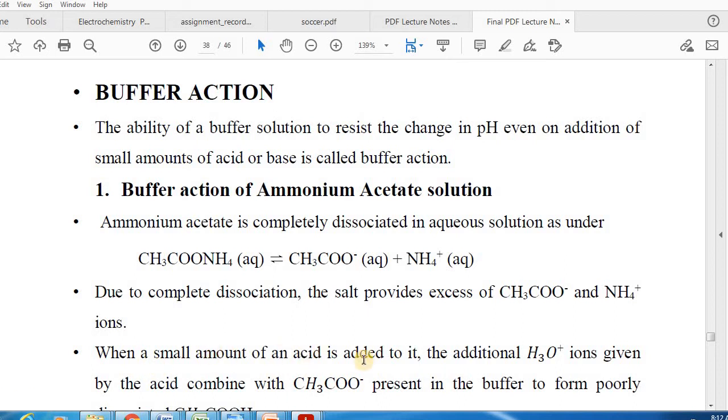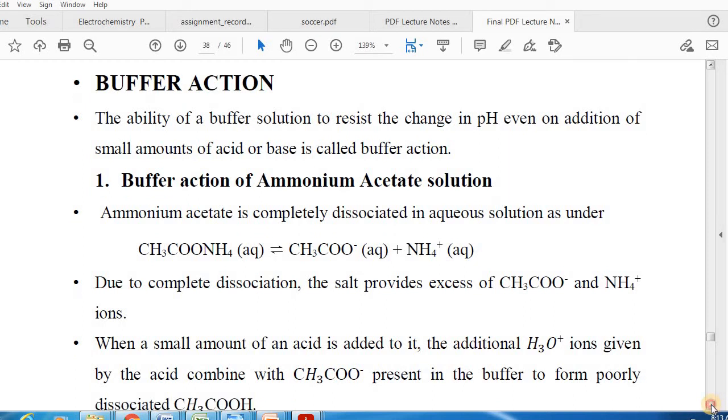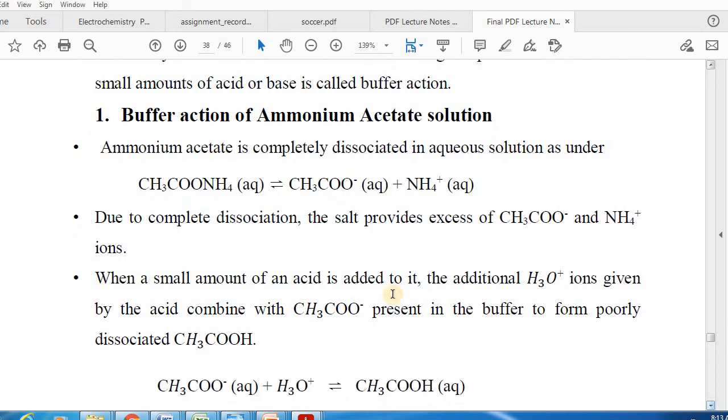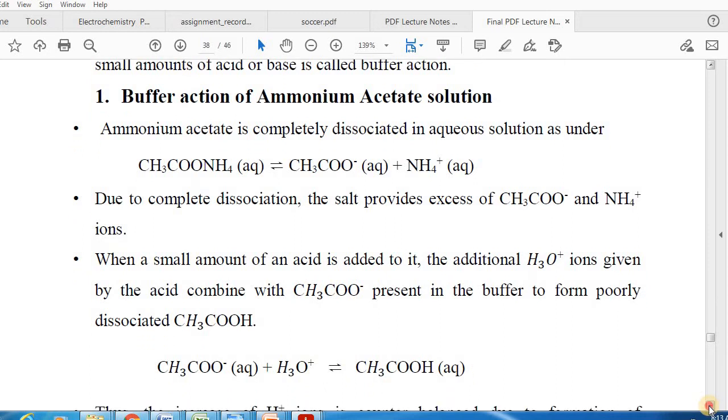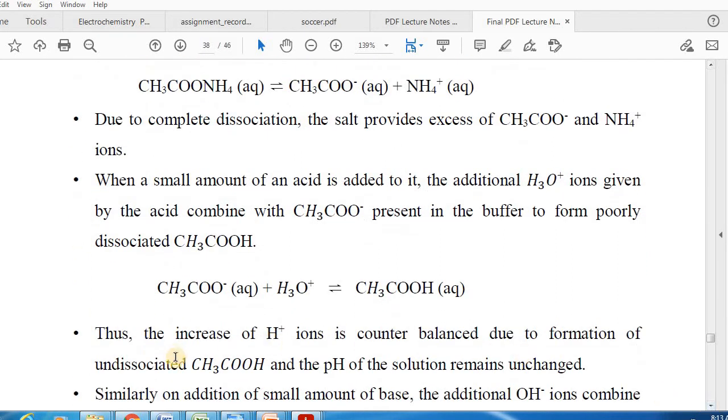Whenever a small amount of an acid is added to it, the additional hydrogen ion given by the acid will combine with acetate ion present in the buffer to form poorly dissociated acetic acid. So if H3O plus ions are added to this solution, they will react with these acetate ions and give weakly dissociated acetic acid. So there is no change in the hydrogen ion concentration of the solution. This increase of H plus ion is counterbalanced due to formation of undissociated acetic acid. So the pH of the solution remains unchanged.